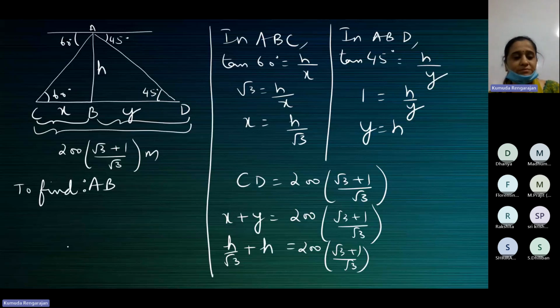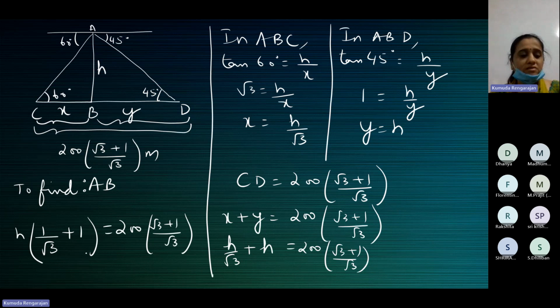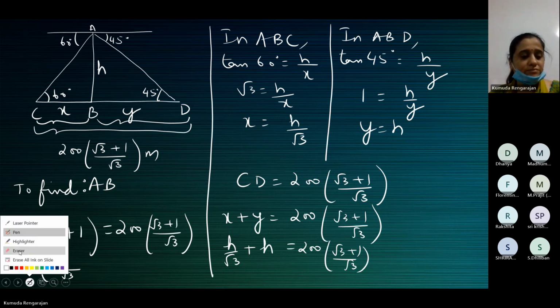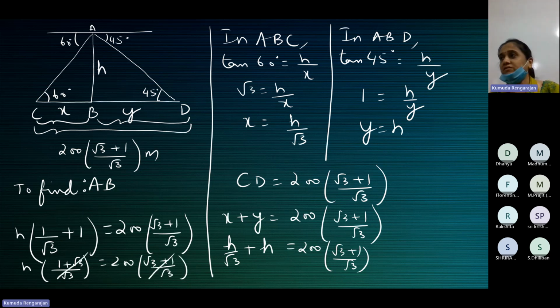So as you saw here, H is common, like we did earlier. So (1/√3 + 1), H is taken out common. So H times (1/√3 + 1) is equal to 200 into (√3 + 1)/√3. On taking the LCM here, you will get H into (1 + √3)/√3 is equal to 200 into (√3 + 1)/√3. So this gets cancelled on both the sides and H is equal to 200.